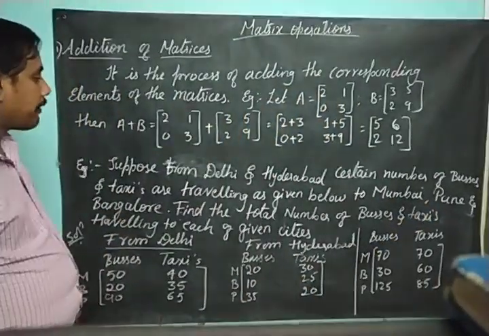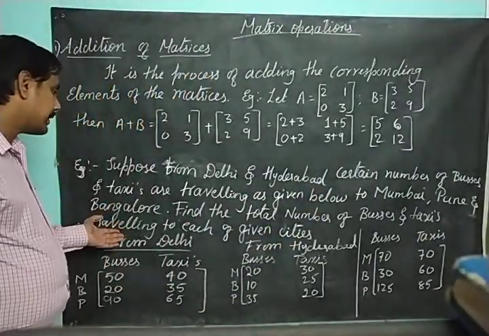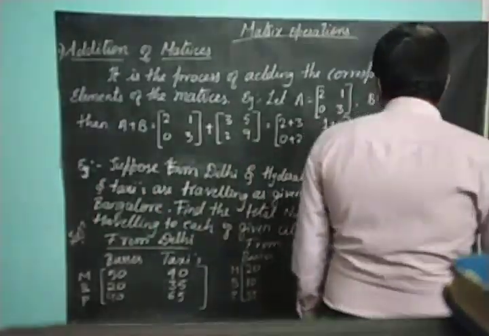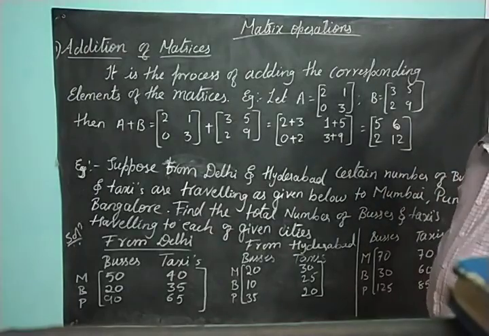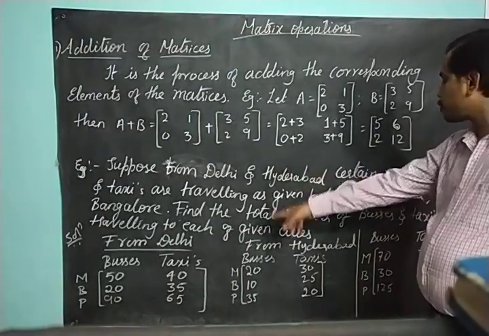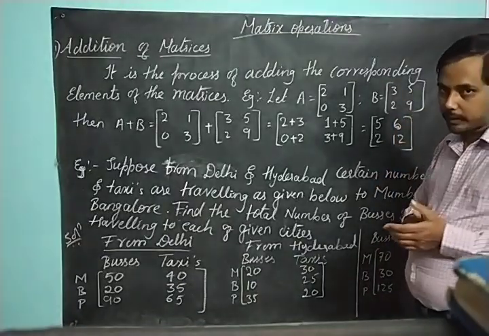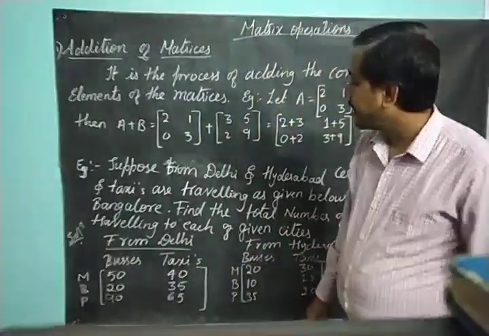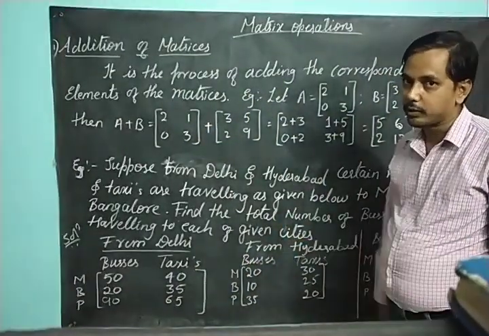So what should we find? Find the total number of buses and taxis traveling to each of the given cities. We should find the total number of buses and taxis traveling from each of these cities to each of the cities given below. That is, from Delhi, how many buses are traveling to Mumbai? And from Hyderabad, how many buses are traveling to Mumbai? Try to understand the question.